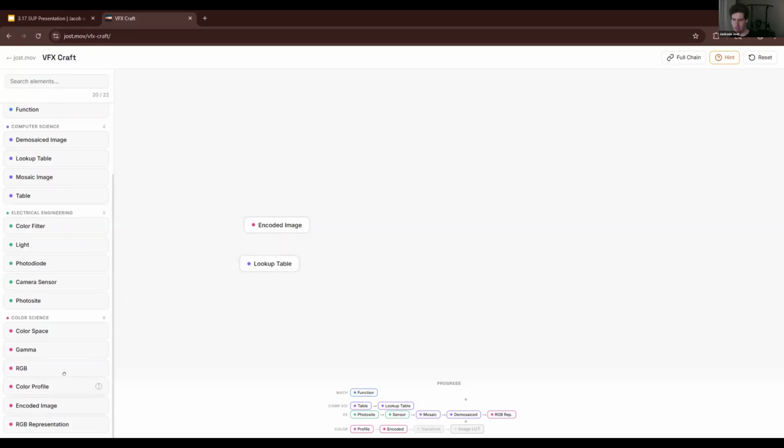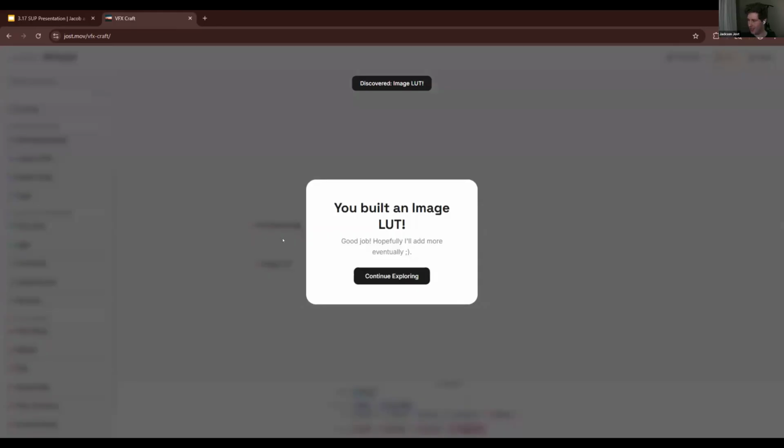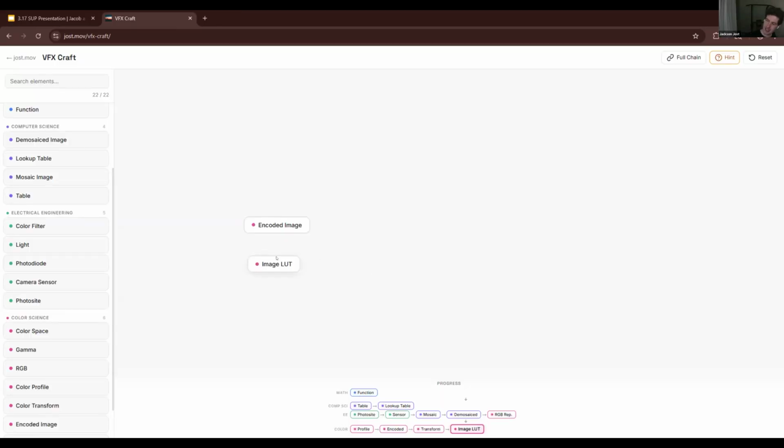From there, we need to make some sort of transformation. What are we actually mapping? Between what are we using our LUT to map? We need to create a color transformation. So let's add two color profiles, and switch between the two profiles to get a color transform. Add that to our lookup table, and now we have an image LUT. Then we apply our image LUT to our encoded image. So that's our fun little game of Infinite Craft. Hopefully that's useful to someone.